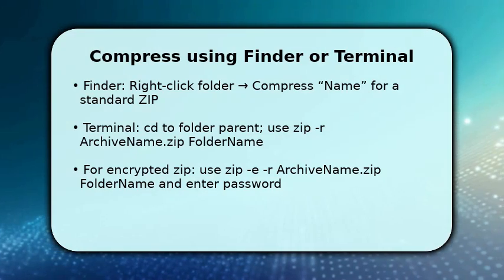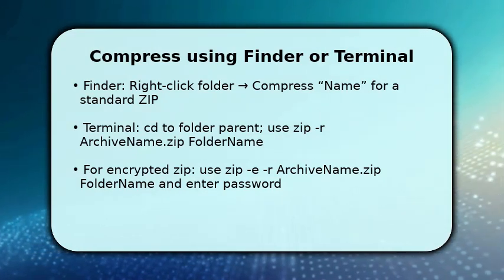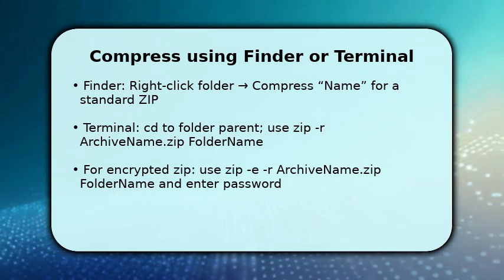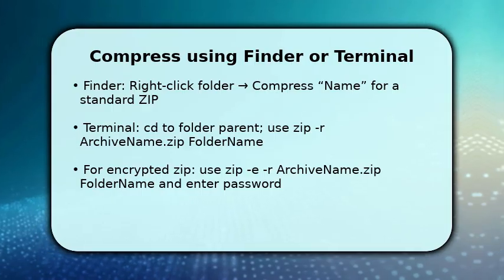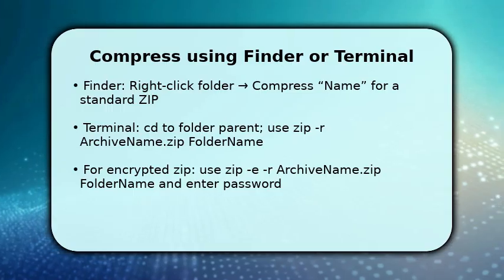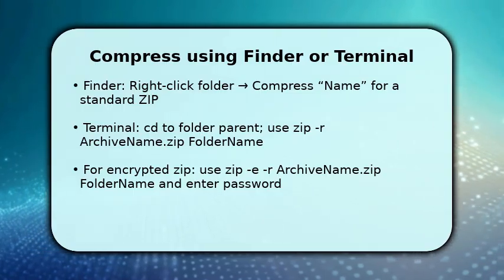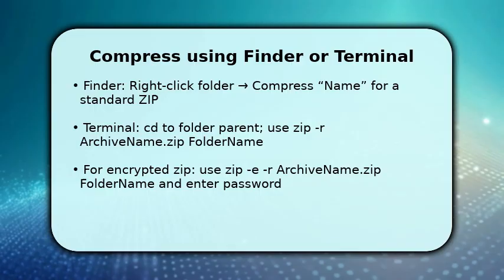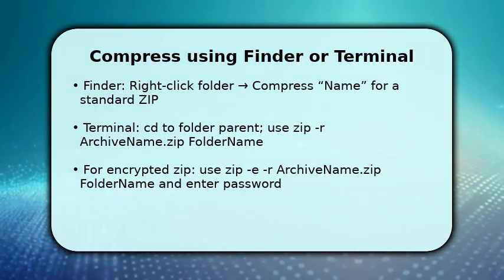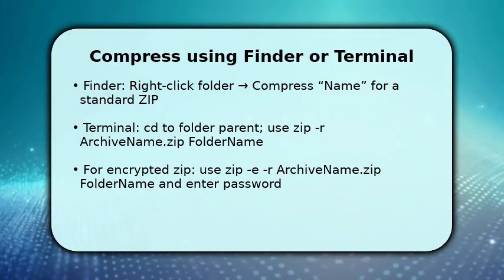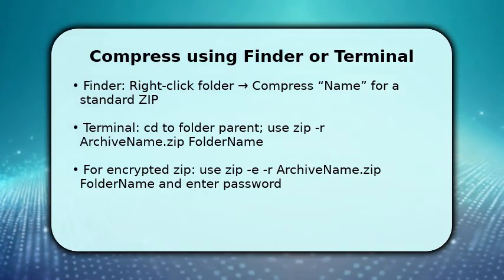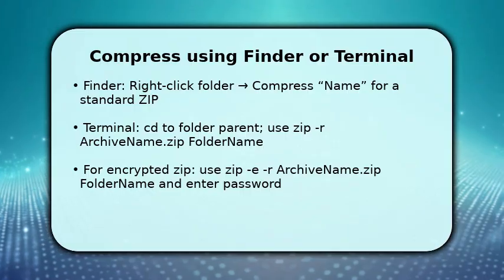You can compress in two main ways. In Finder, right-click the folder and choose Compress to create a standard zip quickly. It's simple and reliable. For more control, open Terminal, cd to the parent folder, and run zip -r archive_name.zip folder_name to include subfolders. If you need encryption, use zip -er and set a password. This encrypts file contents but not file names. Make sure to test the archive after creation to verify integrity and encryption behavior.